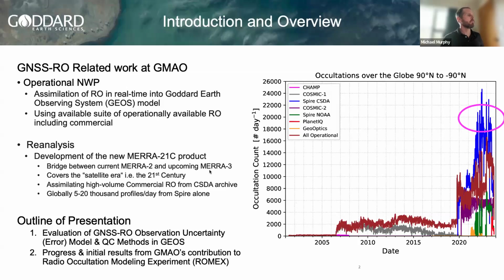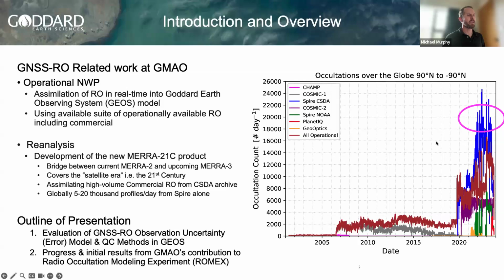So at GMAO, we've got both operational numerical weather prediction, which uses radio occultation, including commercial RO, and we have reanalysis projects going on. We're currently working on the MERRA-21C product. This is the bridge between the current MERRA-2 and the further in the future MERRA-3 product. So this MERRA-21C is just going to cover the satellite era, i.e. the 21st century. And the cool thing about that product is we're including this high volume commercial RO from the CSDA archive. I have a plot of that on the right here.